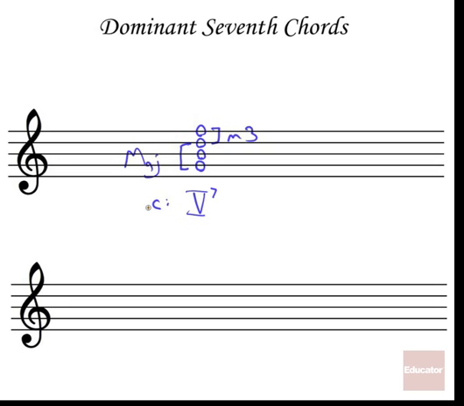So let's do one of these, maybe starting on, what about an F sharp? So we know that the 7th chord is going to look like this, and then we need a major triad on the bottom, which means we need an F sharp major triad. Oops.